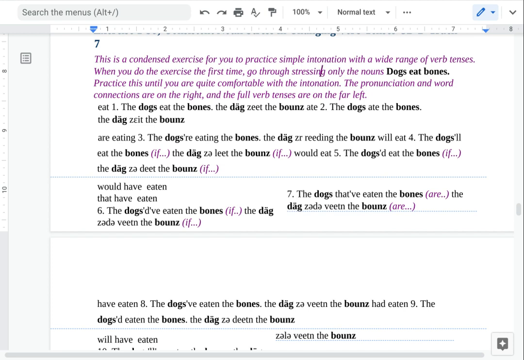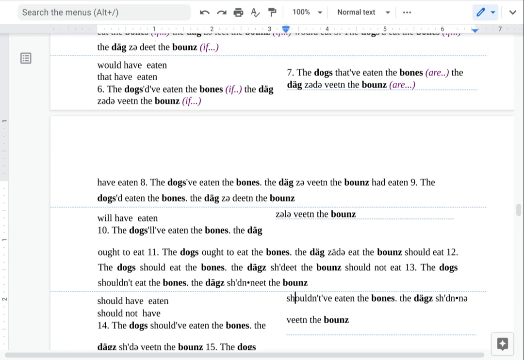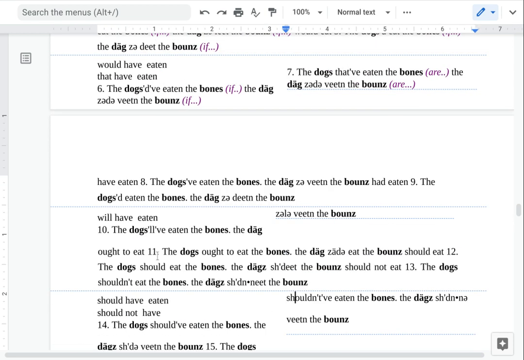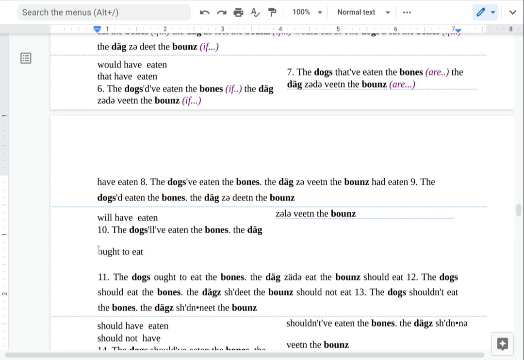7. The dogs that have eaten the bones. 8. The dogs have eaten the bones. 9. The dogs had eaten the bones. 10. The dogs will have eaten the bones. 11. The dogs ought to eat the bones. 12. The dogs should eat the bones. 13. The dogs shouldn't eat the bones.